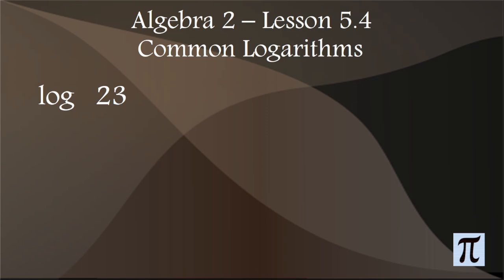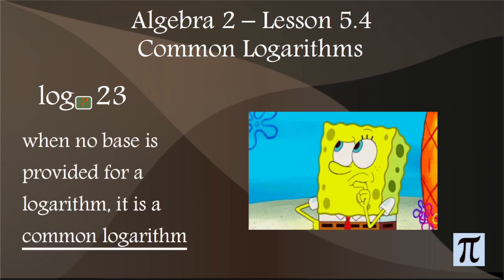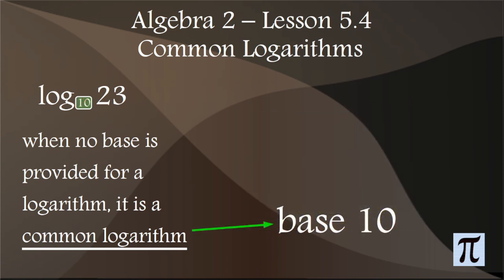Let's take a look at this example. Log of 23. But what's the base? There's nothing down here to tell us what base we're using. Well, it turns out when no base is provided for a logarithm, it is a common logarithm. That means we are working in base 10. Base 10 is a number system that we know and love. We use 0 through 9. We use 10 different symbols to represent our numbers. So we would just write it as log 23.